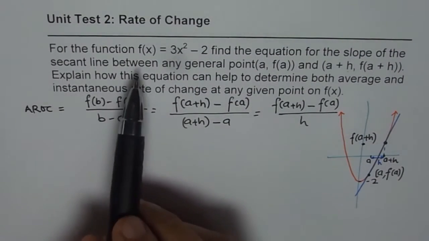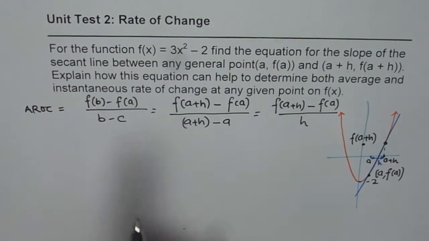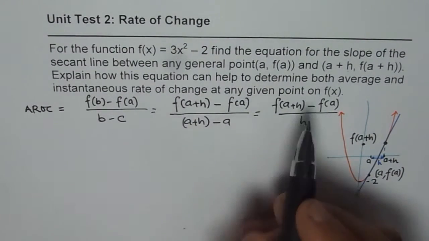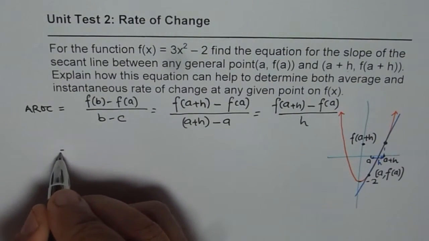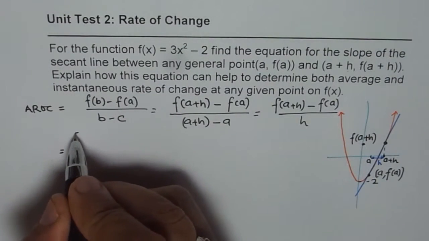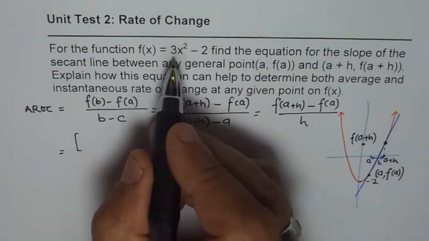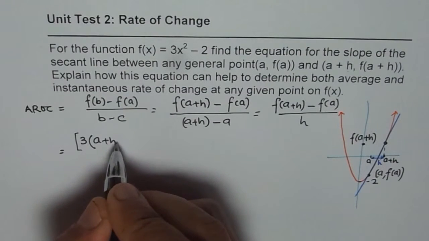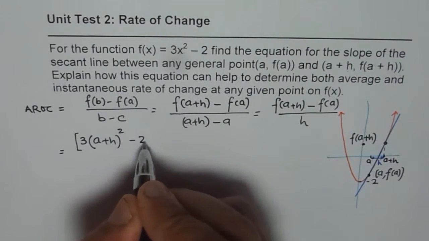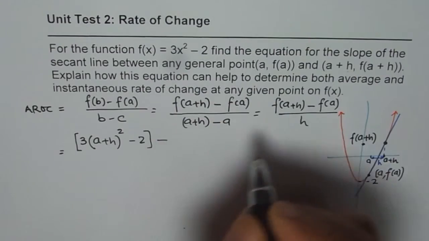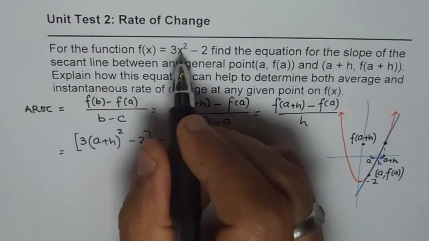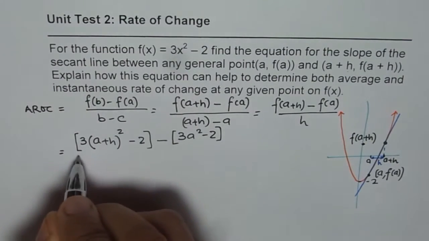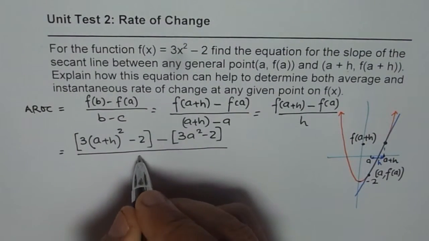Now the function here is 3x squared minus 2. When I say f of a plus h, it means we have to replace the x value by a plus h, right? So now let us do that part. So f of a plus h will be 3 times a plus h whole squared minus 2. This is f of a plus h. Minus f of a means replace x with a. You get 3a squared minus 2, divided by h, right?